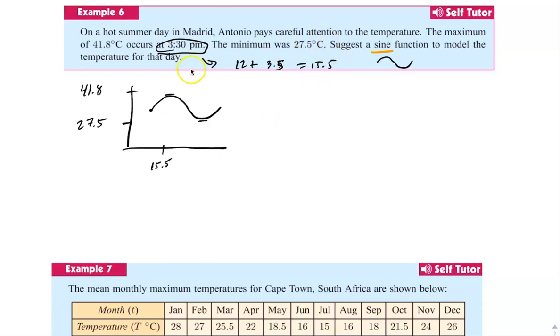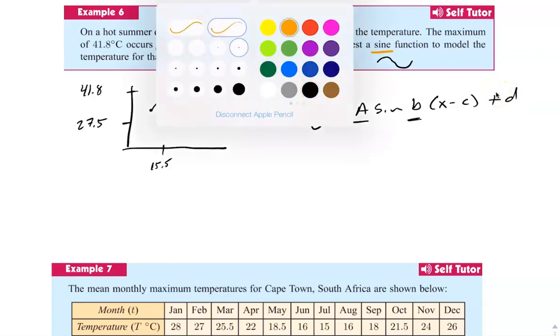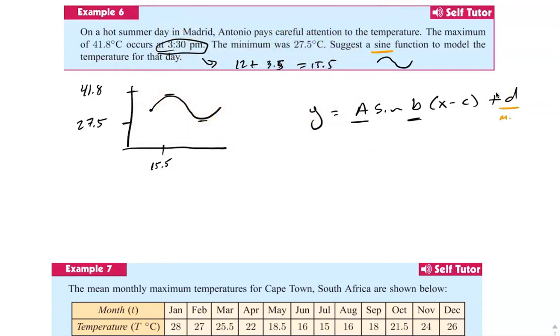Now, if we're going to model a sine function, we want to come up with a sine equation. We have to start with the basic one, which is y equals a sine b x minus c plus d, where a is the amplitude, b is the period, and c and d are your horizontal shift or phase shift, and your vertical shift. Now, when we start this, it's always easy to find the d, the vertical shift. So how do we find that? Well, that's just the middle. So how do you find the middle of anything? You add up the max and the min, and you divide by 2.